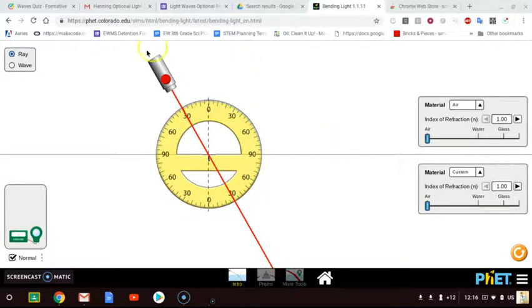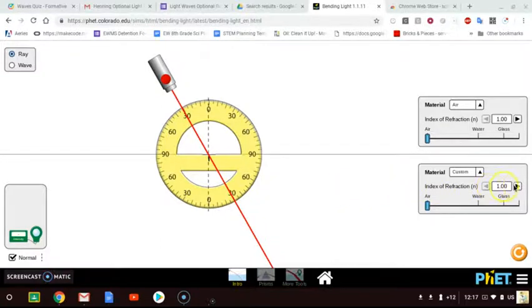What I have here, I have a laser shining through, and then this protractor just measures the angle. I have it set up right now, so it's only in air. And what we talked about in class is that light travels in straight lines unless it changes mediums. So what you can see here, the angle it's coming in is 30 degrees, and the angle that it's coming out is 30 degrees. And this is because it isn't changing medium.